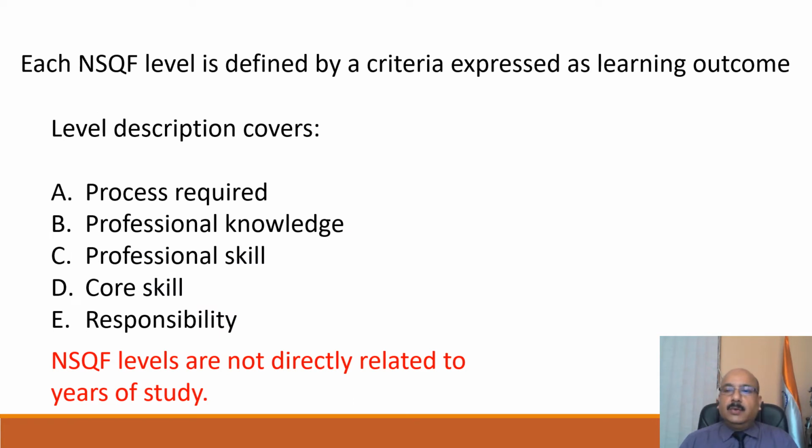The National Skill Qualification Framework is defined by criteria expressed in terms of learning outcome. We have discussed output of learning and learning outcome, and these levels, from level 1 to 10, are described in terms of learning outcome, and it covers 5 areas precisely. That is the process required, professional knowledge required by the person, professional skill, core skill, and the job responsibility. Now you will get it more, these things will become clearer when you look into the definition of levels according to veterinary paraprofessionals.